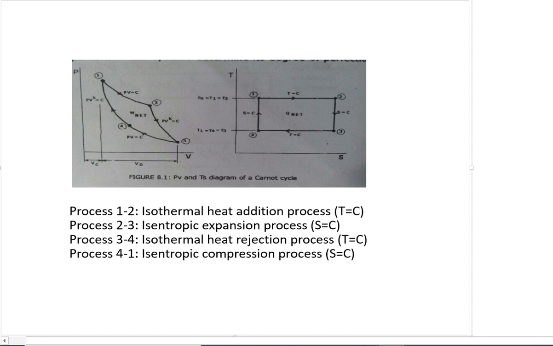So from process 1 to 2, this is isothermal heat addition. Nakikita ninyo naman ng cursor, heat addition, meaning dito nag-start siya. Of course, pwede kang mag-start kahit saan, pero i-consider mo lang kung anong process yan, isothermal ba, isentropic ba. So dito 1 to 2, this is an isothermal process. PV is equivalent to C. Bakit PV is equivalent to C?